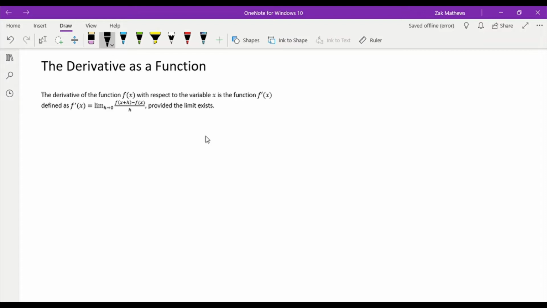Let's talk about derivatives. What I'm going to do is define the derivative as a function, because that's what a derivative is. We can take a function, find its derivative, and that derivative is in itself a new function. We can also take the derivative at a single point. We can look at the instantaneous rate of change, or slope, at a single point along a curve.